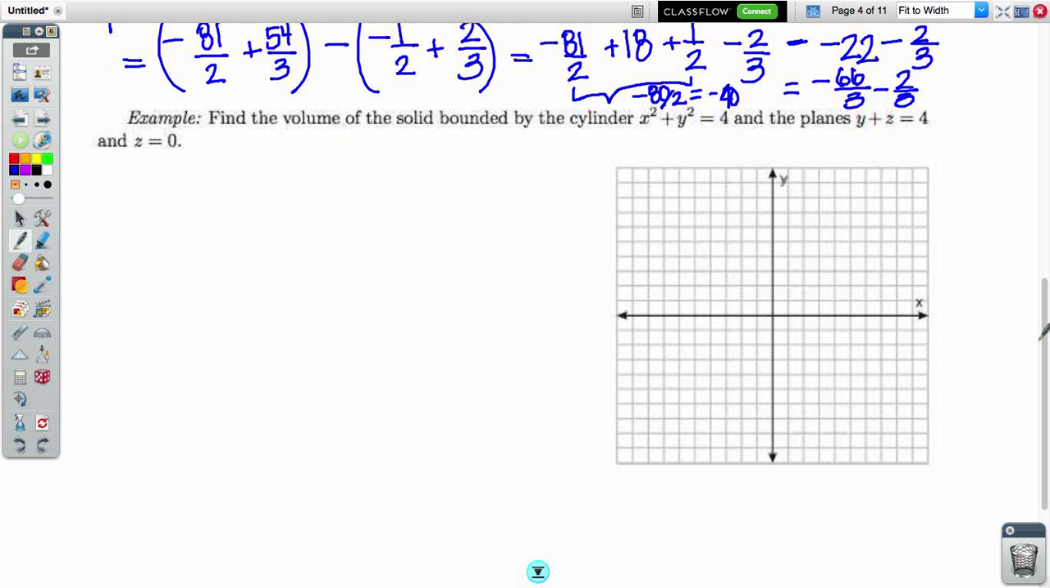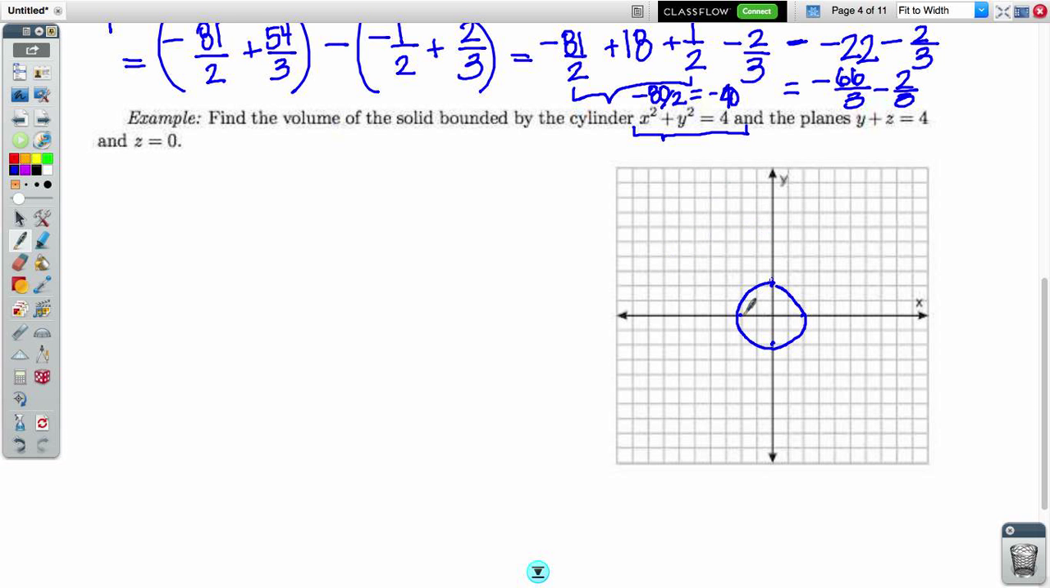The last example on here is a little bit more interesting because it really doesn't describe the region in the same way that the first 2 examples do. So this one says, find the volume of the solid bounded by the cylinder x squared plus y squared equals 4. Now, this looks like a two-dimensional equation. In fact, we know exactly what that looks like. It's a circle of radius 2. It's a terrible circle, but I'm going to stick with it. A circle of radius 2 centered at the origin.